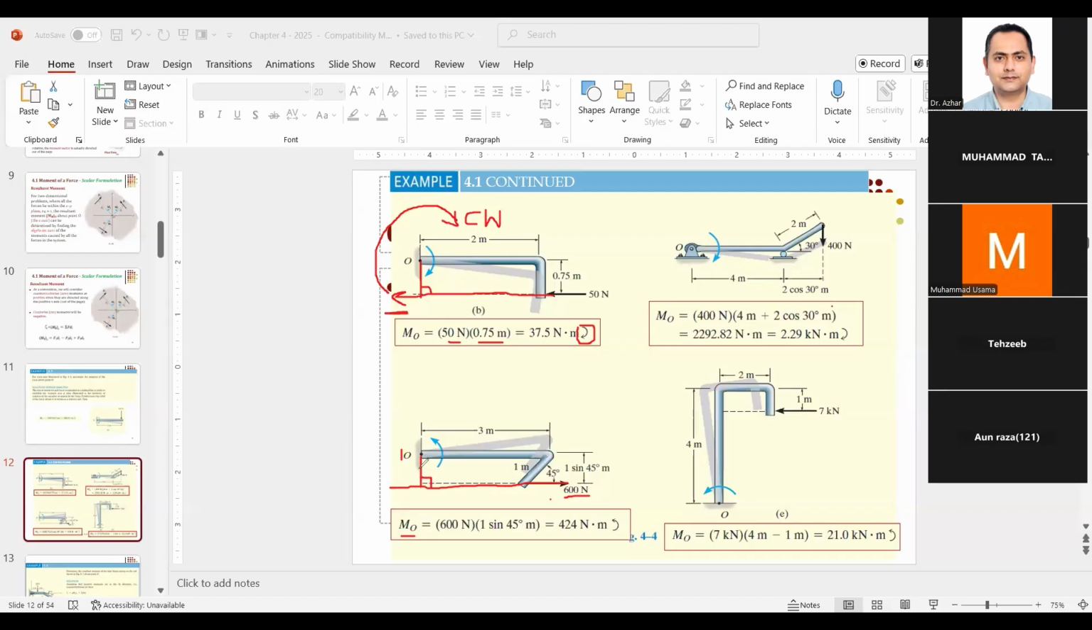This is the perpendicular distance, and see if this is given. If it is not directly given, you have to find out. For example, in the previous problem, it was directly given to us, 0.75 meter. But here it is not given to us. What is given to us is this inclined distance, 1 meter, okay, and this angle right here, 45 degrees.